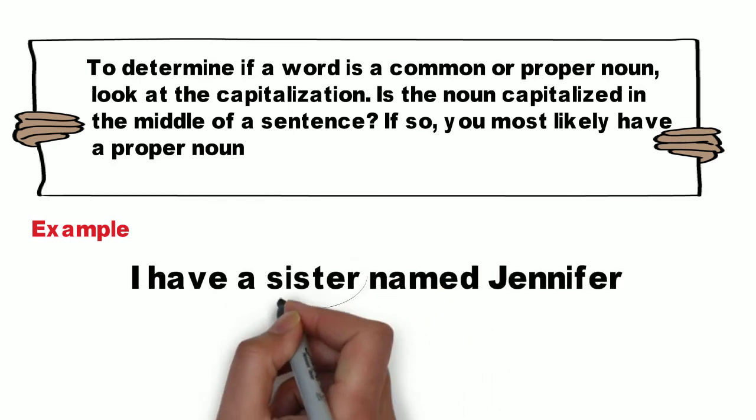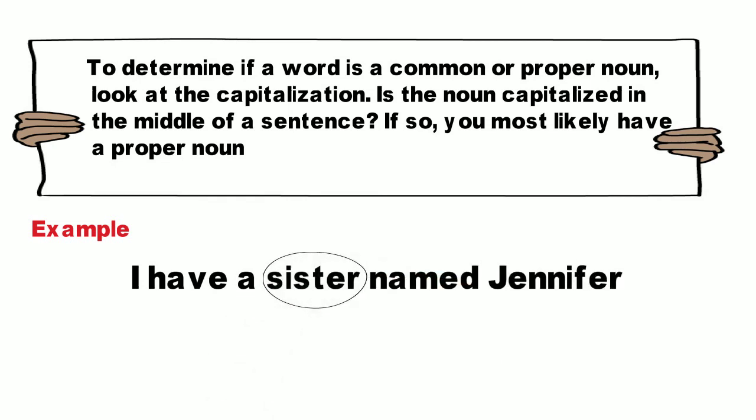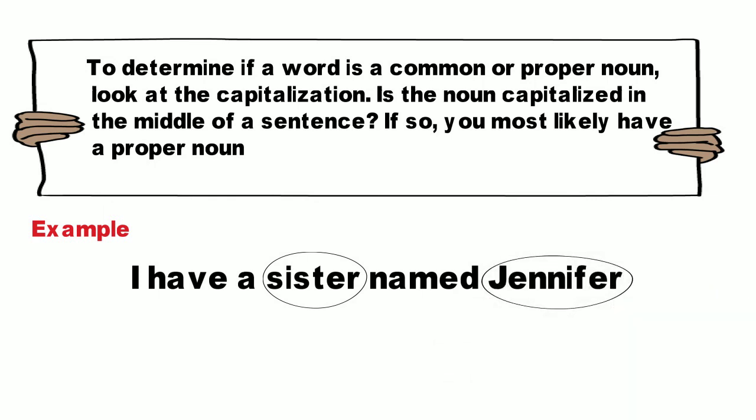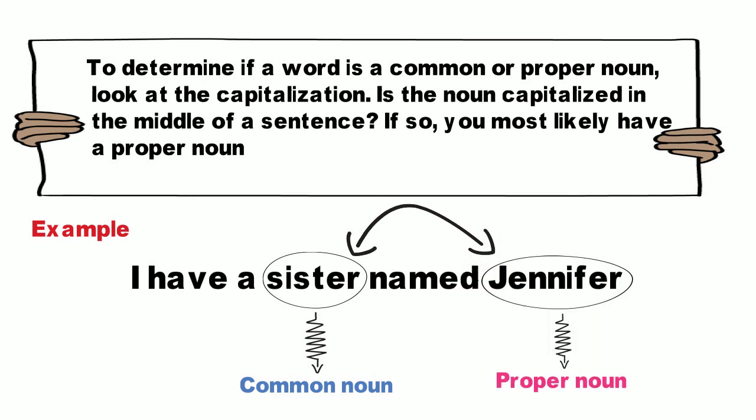As you can see, we have one common noun and one proper noun in the sentence: sister and Jennifer. The word sister is a common noun because it names a person, and the word Jennifer is a proper noun because it has a capital letter and it specifies the common noun sister.